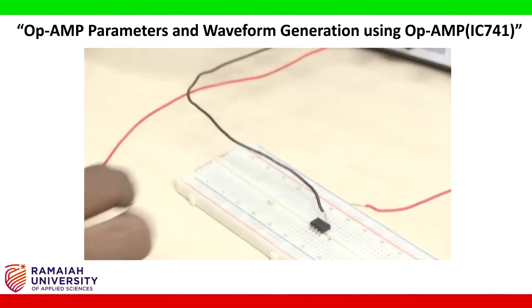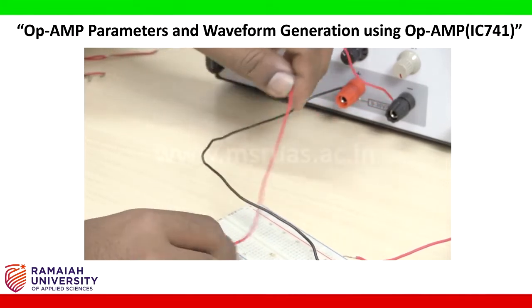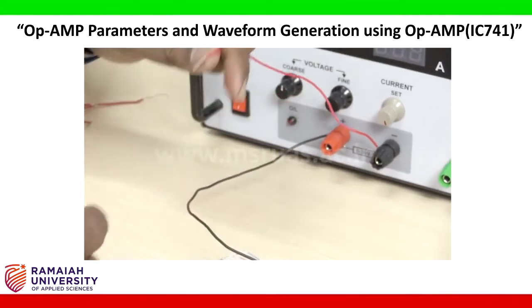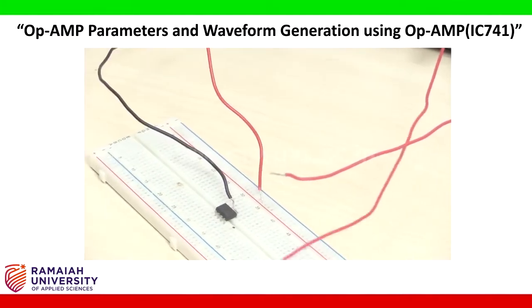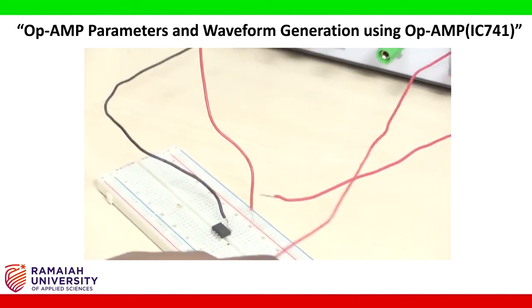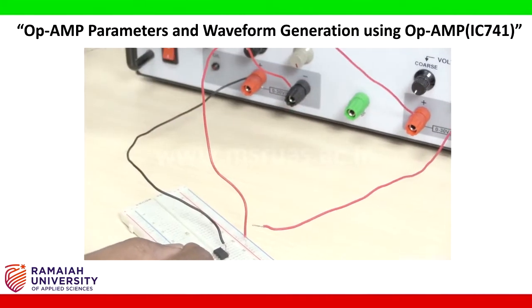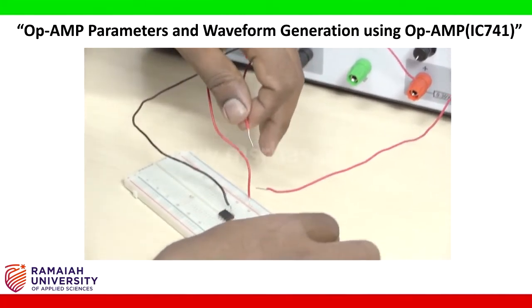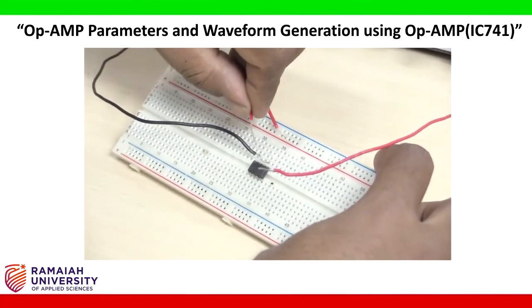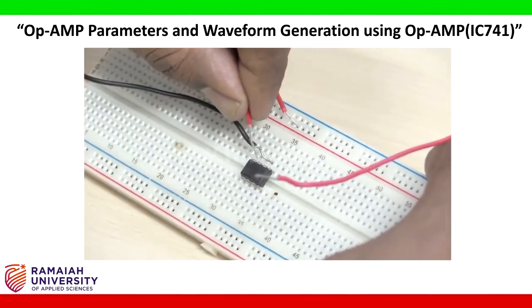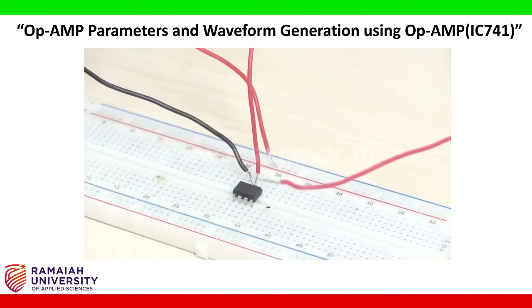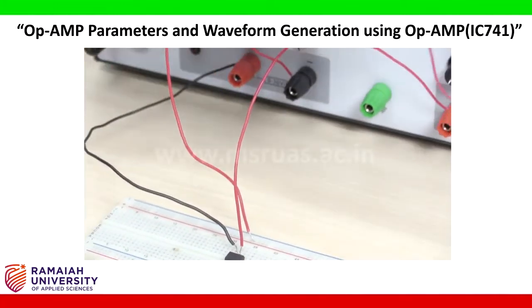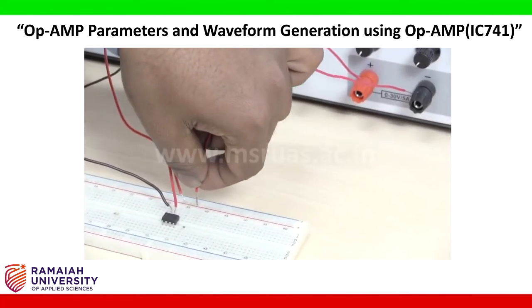Next, the black one I connected to ground. So this is the ground connection I made. In the same way, I connect the positive terminal of VD2 to terminal number 3. This is 1, 2 and this is the 3. I am going to connect somewhere here. In the same way, I am going to connect this wire to the ground.